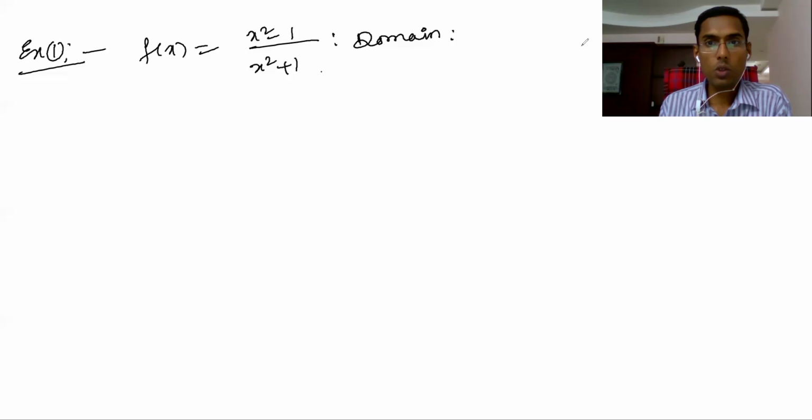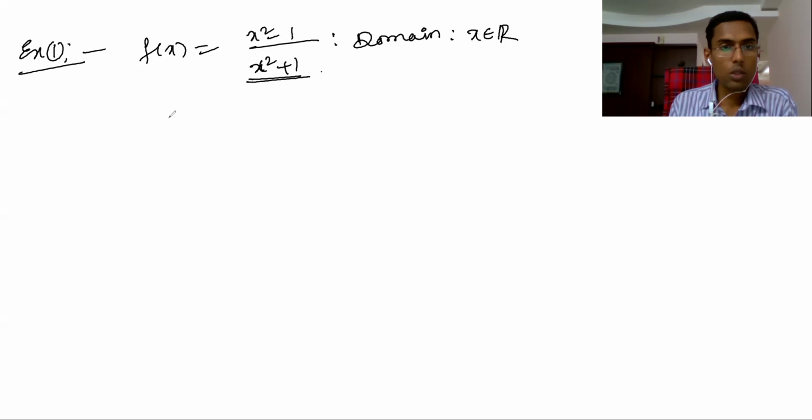So what is domain? X value. X value can be any real number. X can take any real number because the denominator can never be 0 for any x value. So you can take any real number. So now step 1, to find out the range.